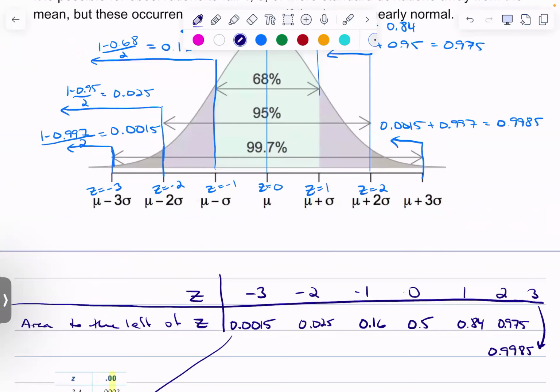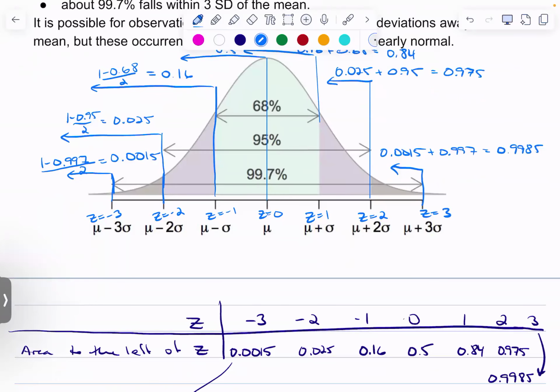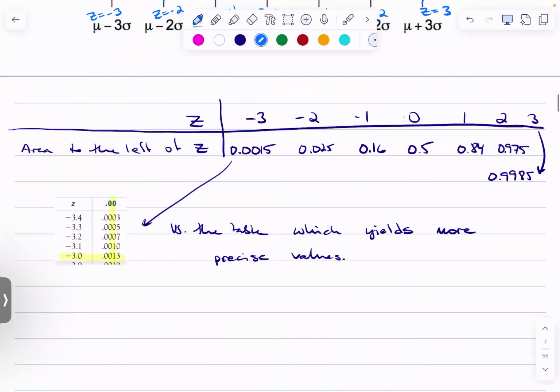It's a tiny table. We've got a bigger table, with more precision, but they do the same thing. So we could use the 68, 95, 99.7 rule in the same way that we use the table so far. You can use the 68, 95, 99.7 rule to find different areas, the same way that we use the table to do it.